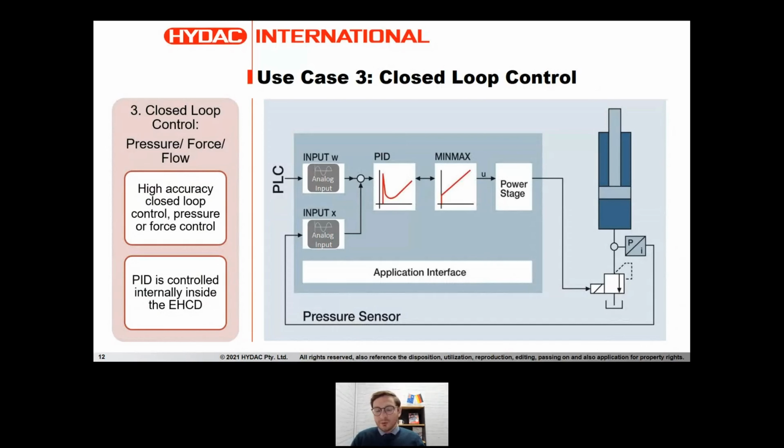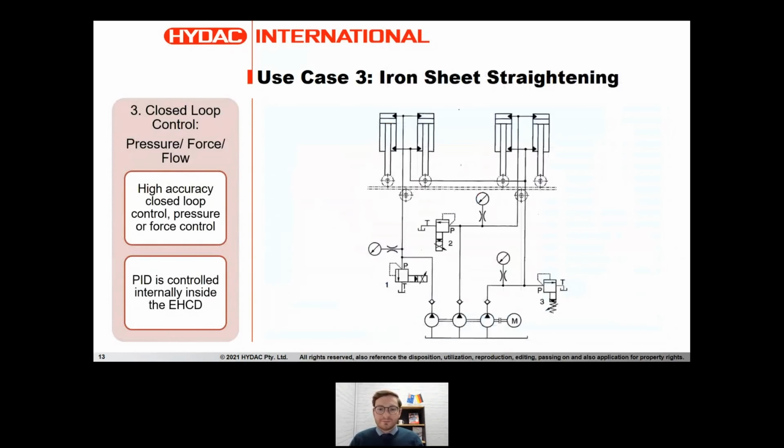Another thing, you can remove this functionality from the PLC and just have it standalone on the module. So for example, an application here is if you need to apply constant force, if you want to straighten some iron, straighten some sheet, or for a press or something like that. So you can use it here. Really good application. So you don't have to write the logic in the PLC for this type of application. You can leave it up to the EHCD module, and it's designed to do this.